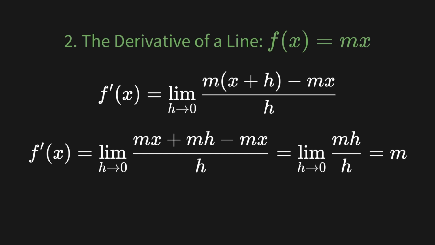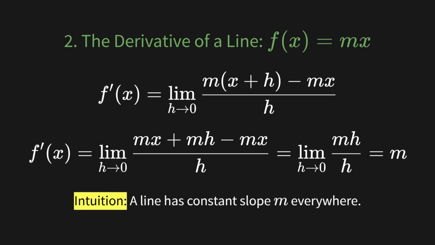Second, the derivative of a line. Let's say f of x equals mx. Again, we use the limit definition. We get the limit as h approaches 0 of m times the quantity x plus h minus mx all over h. If we distribute that m, we get mx plus mh minus mx all over h. The mx terms cancel out. We're left with mh over h, the h's cancel, and the limit is just m. And the intuition makes perfect sense. A line has a constant slope m everywhere.